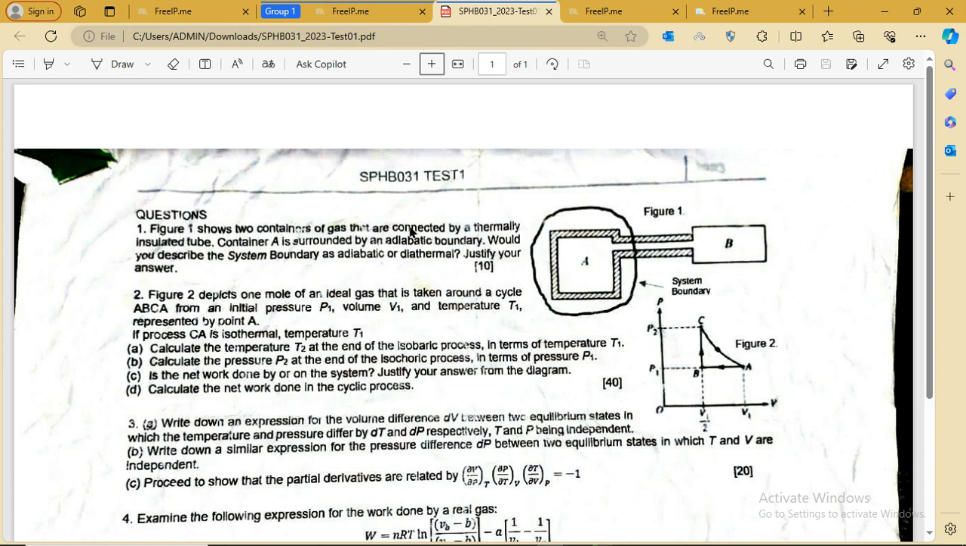So yeah, containers of gas that are connected by a thermally insulated tube. Container A is surrounded by an adiabatic boundary. Would you describe the system? Justify your answer.